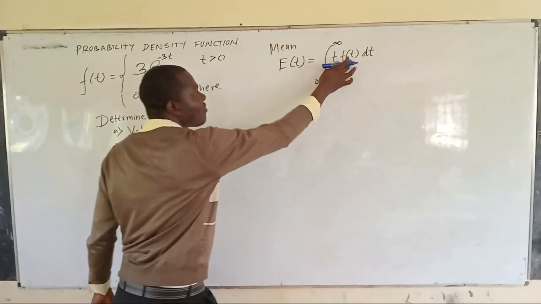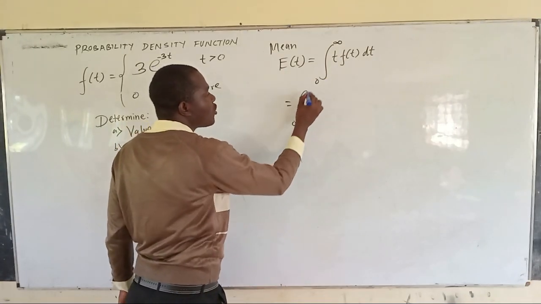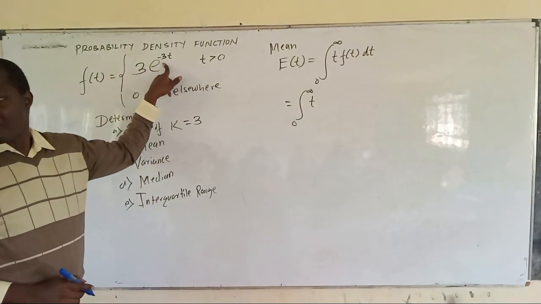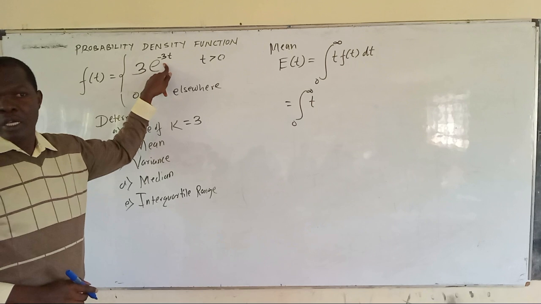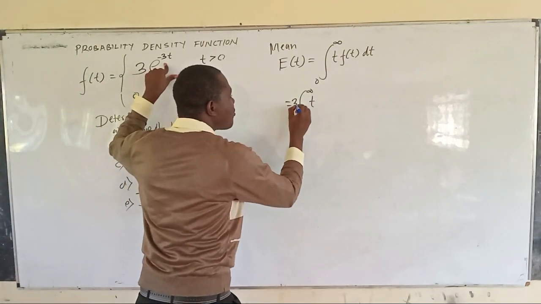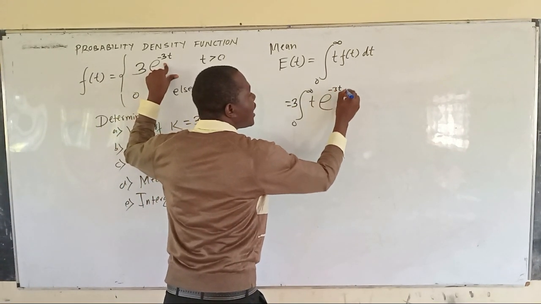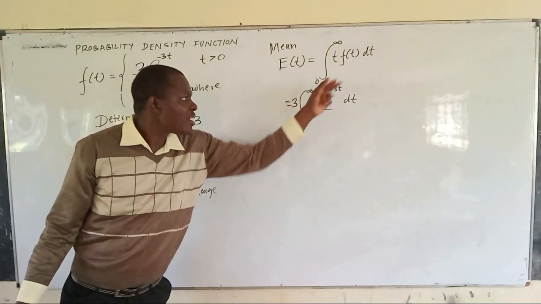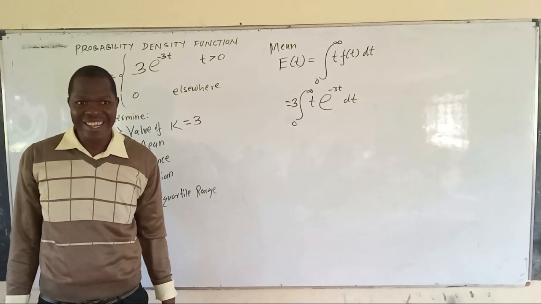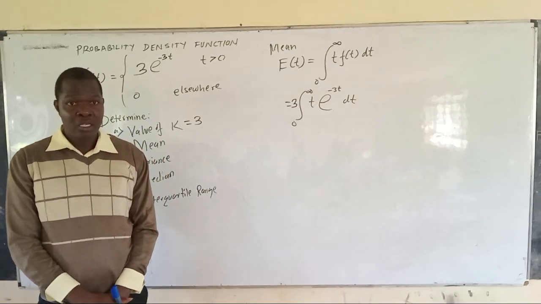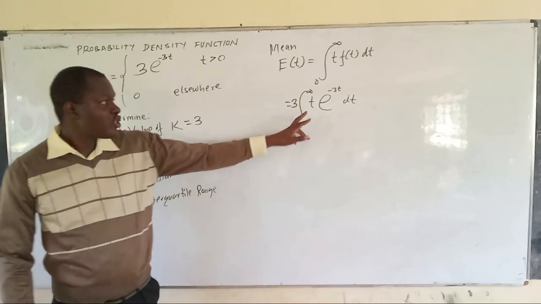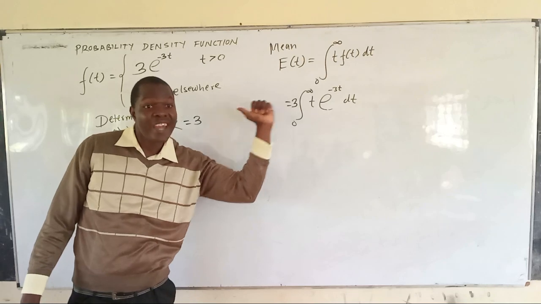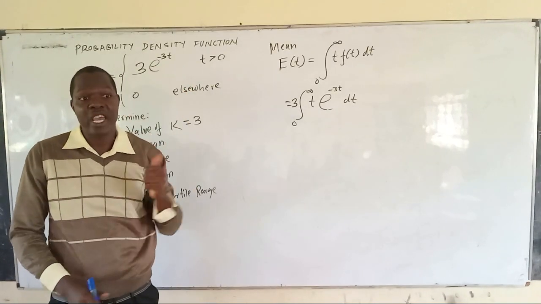So substitute the value of f of t. You have the integral from 0 to infinity of t times f of t, which is 3 exponential negative 3t. So 3 is a constant, you factorize it outside, then exponential negative 3t dt. Are we together? You multiply t and f of t to get the mean of t, isn't it? Yes, t times 3 exponential negative 3t, we factorize 3, a constant, outside the integral. A constant is factorized outside, isn't it?